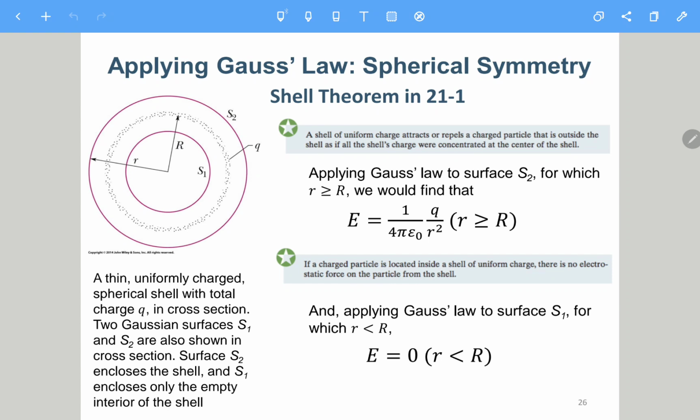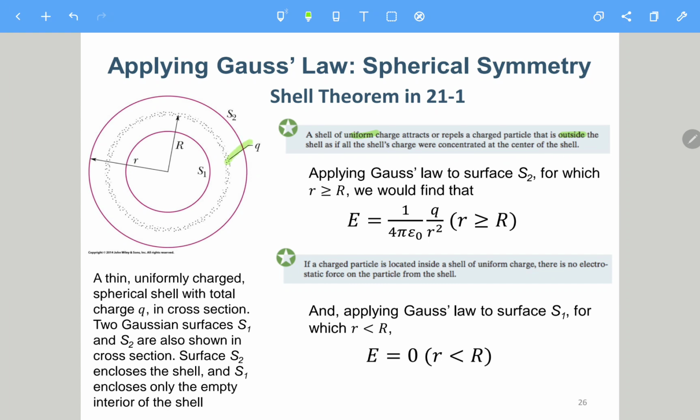And at that time I also told you that after we know the Gauss law, we can try to verify why the shell theorem is correct. So let's see. A shell of uniform charge attracts or repels a charged particle that is outside. The key word is outside. Of course, uniform charge is also a key word. The shell acts as if all the shell charge were concentrated at the center of the shell.